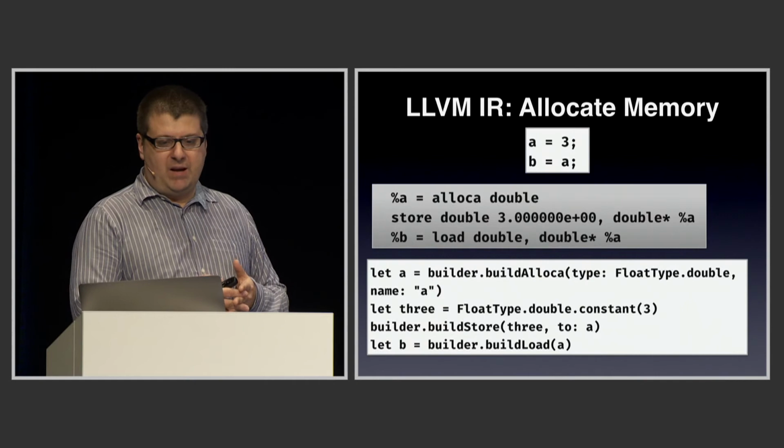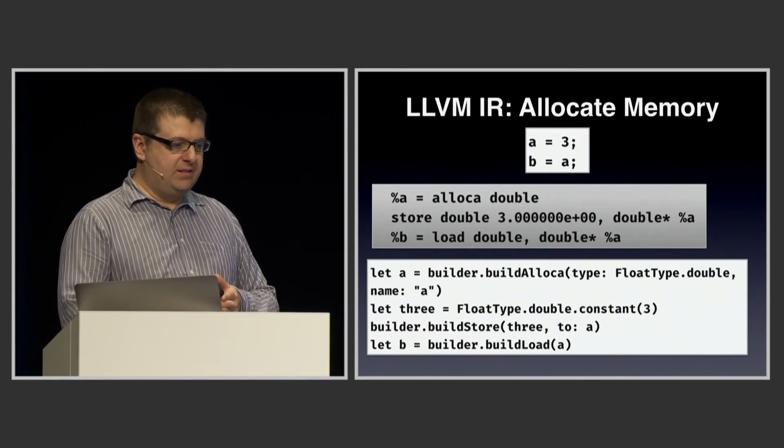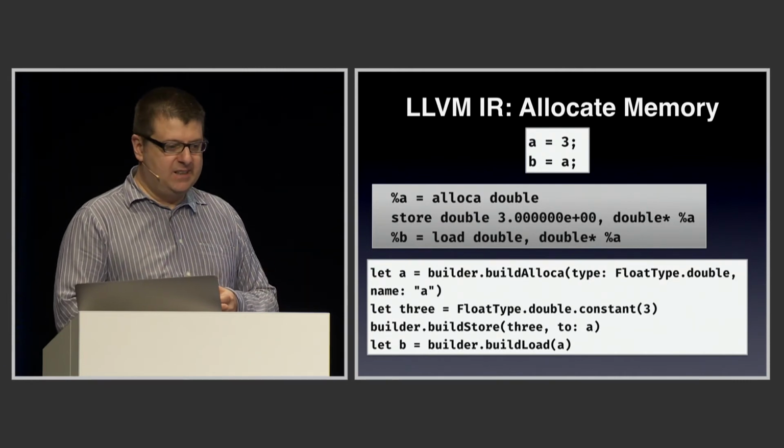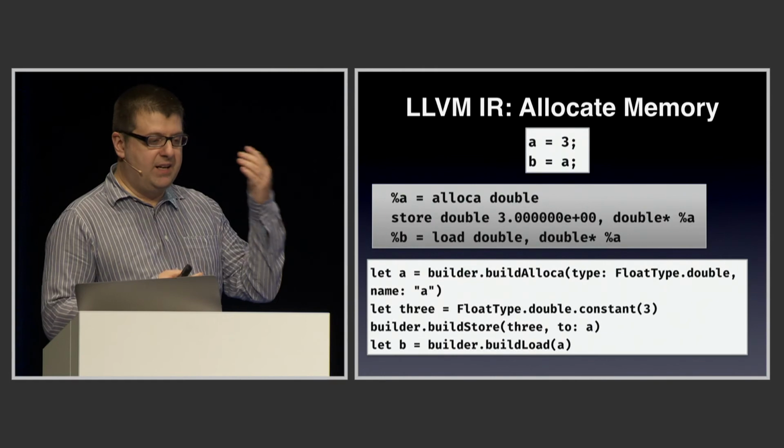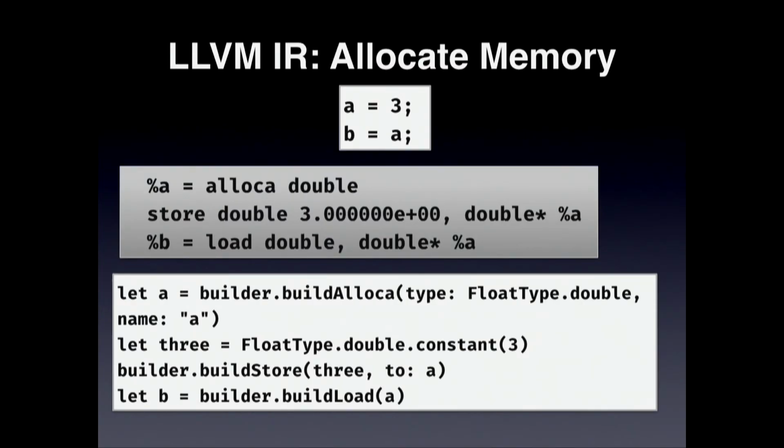OK, now let's talk about allocating memory. So we have these 2 lines of code, A equals 3 and B equals A. And we want to see what is going to happen under the hood. What we're doing here is allocating space on the stack for a double, and we write its address into the variable named %a. We then store the constant value of 3 in the memory location pointed to by the address in variable %a. Notice the second operand of the store instruction is a double star because we need to dereference that address. And then finally, we load the value, which is a double, pointed to by the address in variable %a into variable %b.